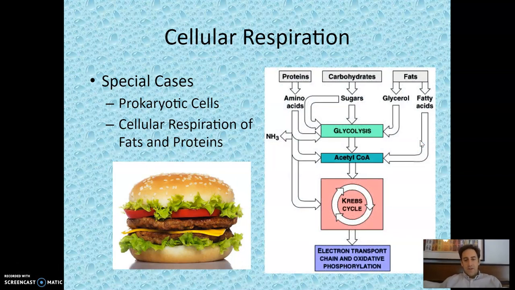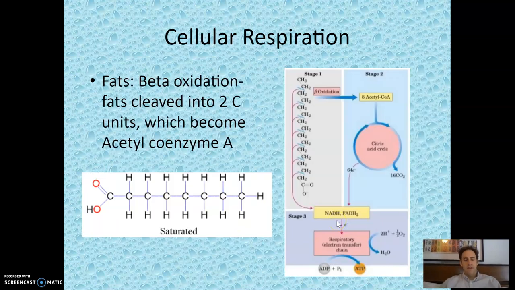So here's a diagram that shows how other molecules feed in. Carbohydrates, like the bun of that burger, are ultimately broken down into sugars, which can become glucose and feed into glycolysis directly. What about fats and proteins? Fats, you may remember, triglycerides, are basically a 3-carbon glycerol with 3 molecules of fatty acids. And proteins are made of amino acids. We can see that these things feed in at various steps. So how does that work?